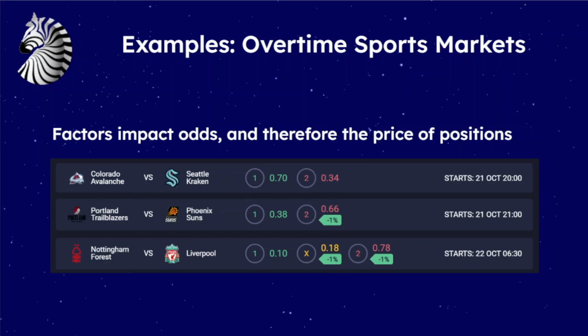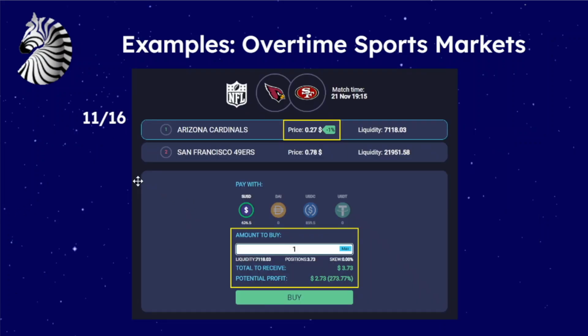So let's take a look at some Overtime markets. This is a market. I took the screenshot on 11/16. The game was the Cardinals versus the 49ers. And the Cardinals were the underdog here. So if I spent 27 cents to buy one position and they win, I can come back and claim $3.77, which is a profit of $2.73.